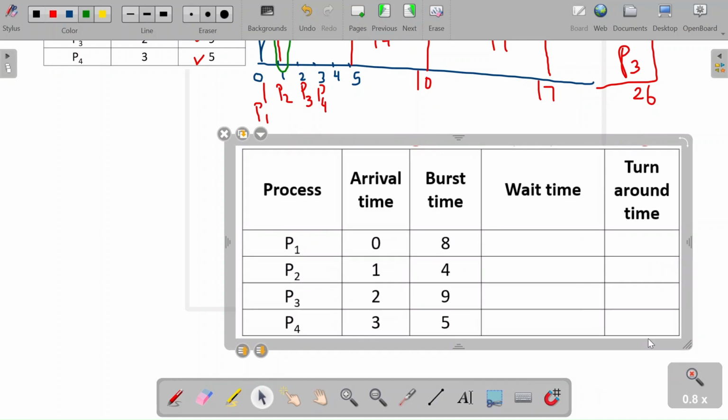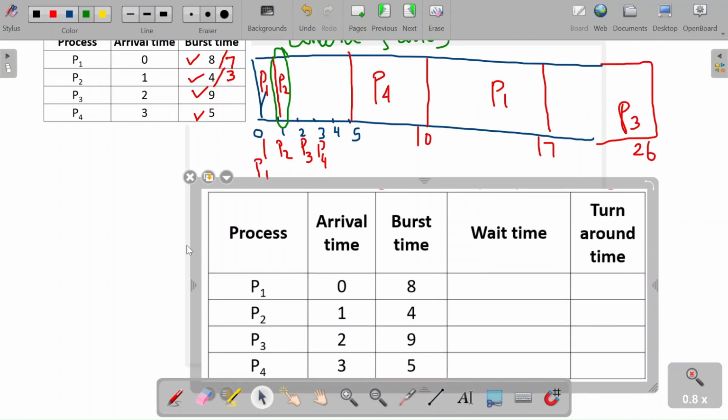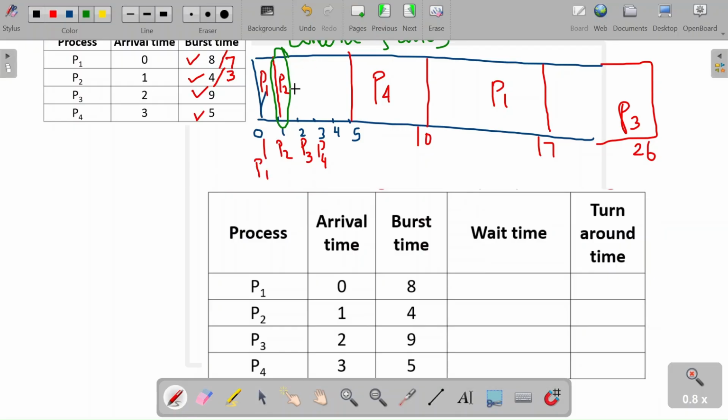Now let us check, having the Gantt chart nearby. Now let's analyze P1. For P1, the arrival time is 0. What is the start time? It starts at 10. But earlier it started at 0. So it starts at 0, arrives at 0, one slot.